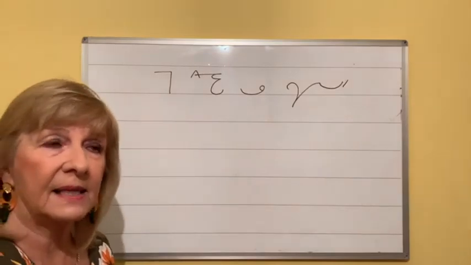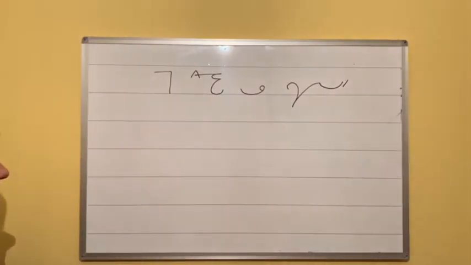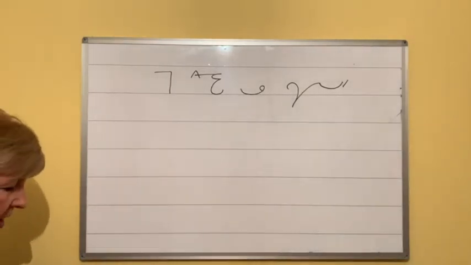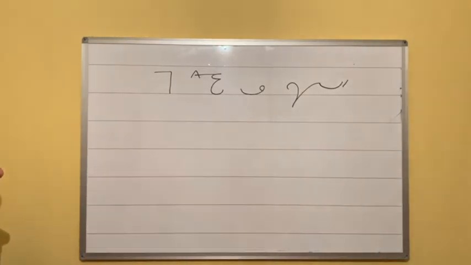Now let's write that again and again to get a little bit of speed. Ready? The article was glowing.